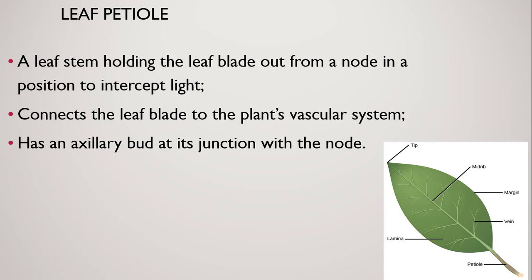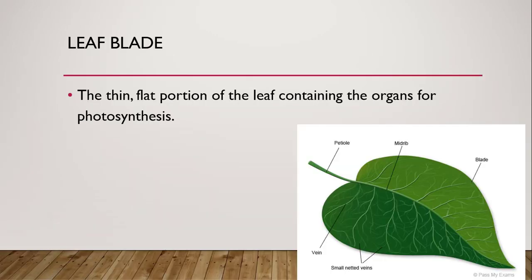The leaf petiole is a stem that holds the leaf blade out from a node in a position to intercept light. It connects the leaf blade to the plant's vascular system, and it has an axillary bud at its junction with the node. A leaf blade is the thin, flat portion of a leaf containing the organs of photosynthesis.